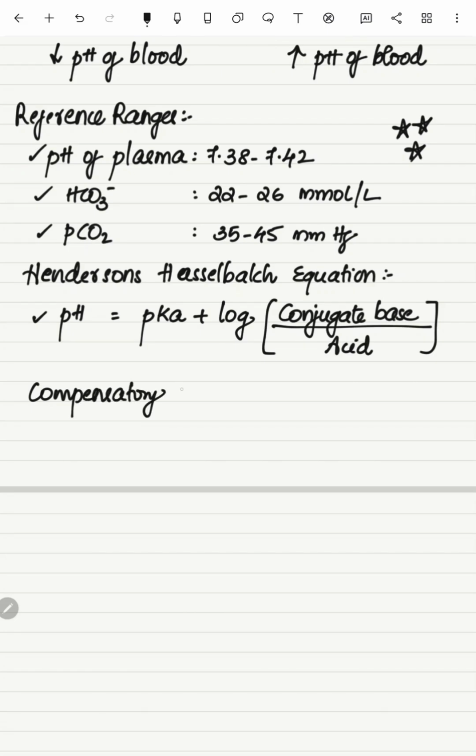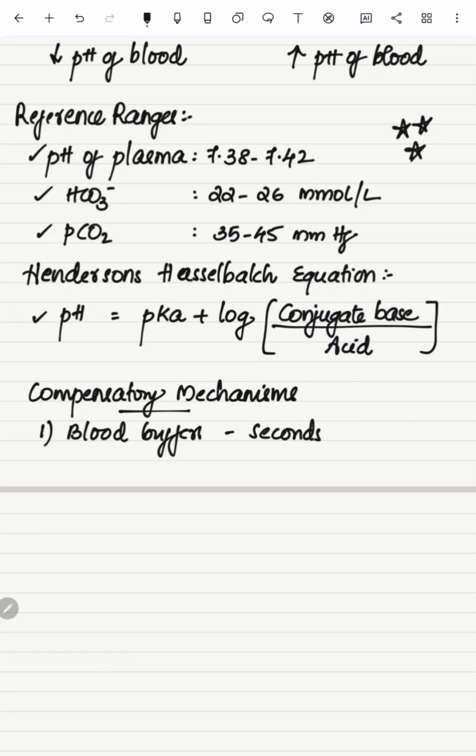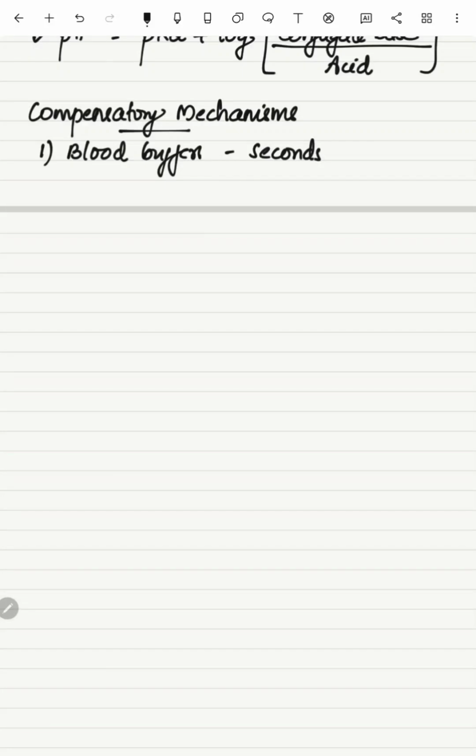Now a few words regarding the compensatory mechanisms, or the mechanisms adopted to resist the changes in plasma pH. So the normal plasma pH is 7.38 to 7.42. So what is the first line defense mechanism? It is the blood buffer. The action will happen within seconds. Now what is the second line of defense mechanism? It is regulation by the lungs. This happens within minutes to hours.